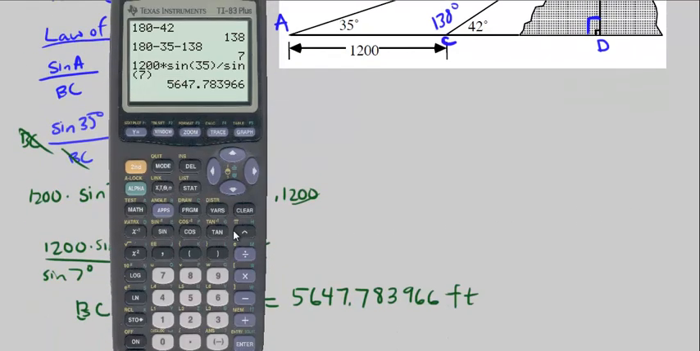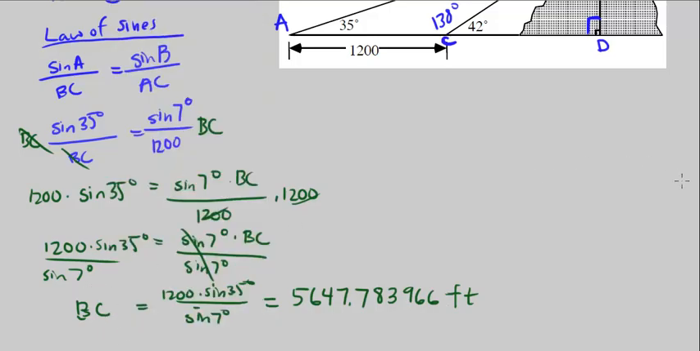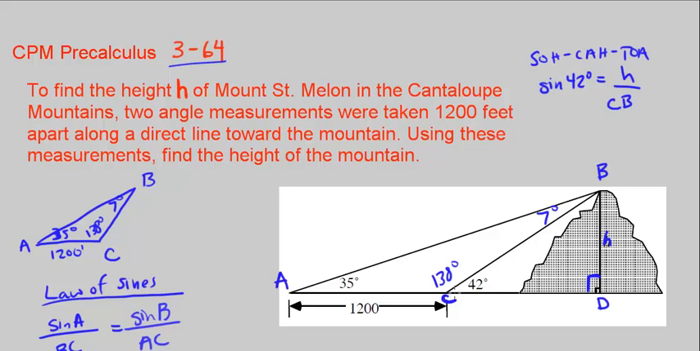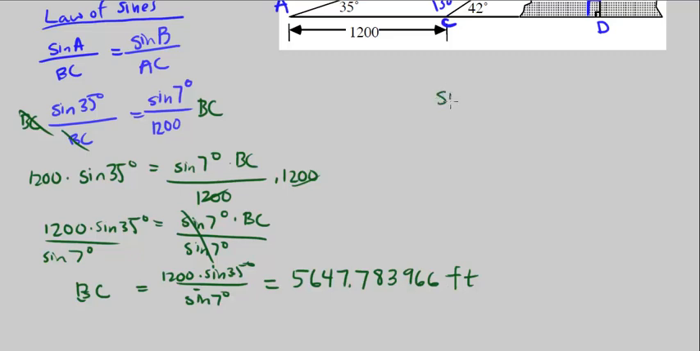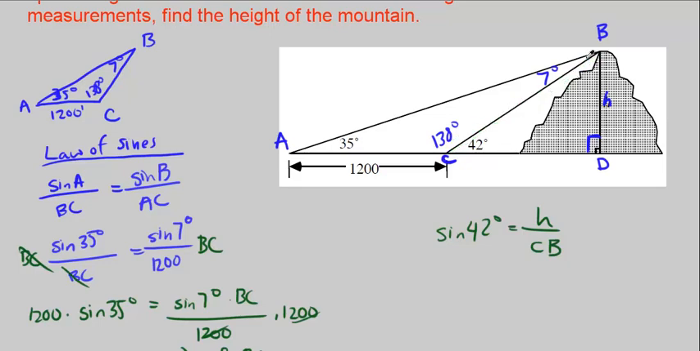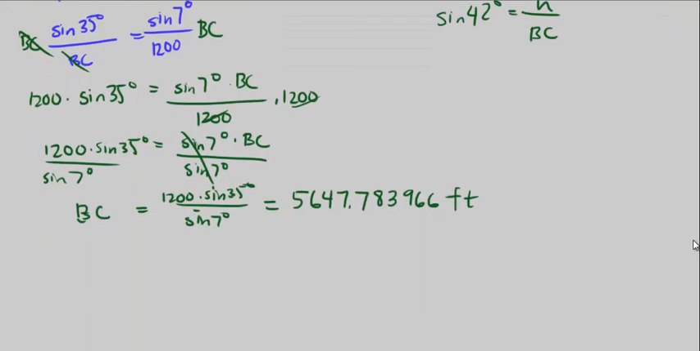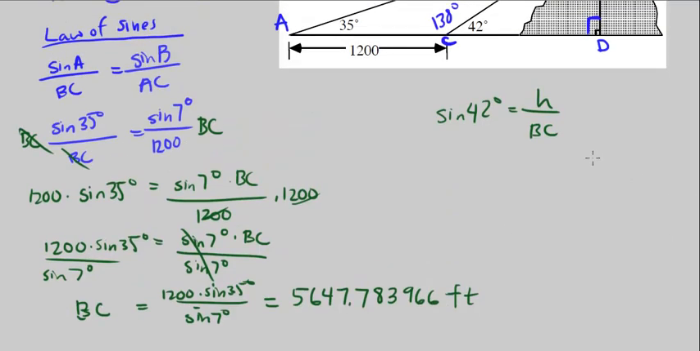So why did we find this in the first place? Remember, we only found side BC because we have the equation sine of 42 degrees in this right triangle, triangle CBD. Sine of 42 degrees is equal to H over CB. And CB is the same as this side, BC, so I'm going to write BC instead, since that's how we wrote it here. Solving for H, we multiply both sides by BC. They cancel out here, and we're left with H equal to BC times sine of 42 degrees.